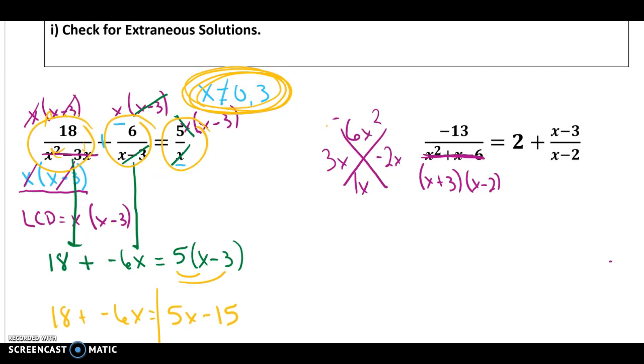So the next thing I'm going to do is step C. I'm going to just check out my domain or my excluded values, values that could potentially be extraneous solutions if I get those as answers. And in my first fraction, I would see that I shouldn't pick -3 or 2. And in the last fraction, I'll see that I can't pick 2 as well. So now what I'm going to do is step D. I'm going to find my least common denominator.